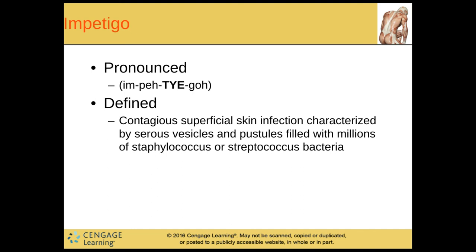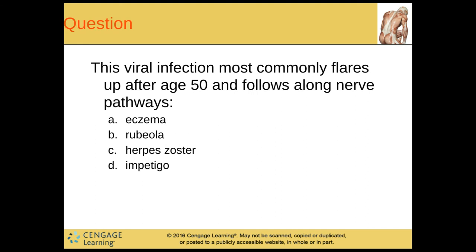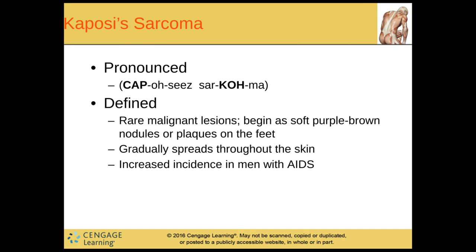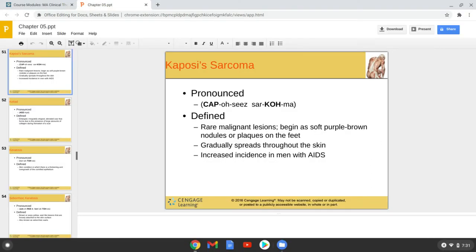So it's super contagious. So question, the viral infection most commonly flares up after age 50 and follows along the nerve pathways. That would be letter C, also called shingles. All right. Okay, so I'm going to stop here and then we'll keep going after this one with part 2.